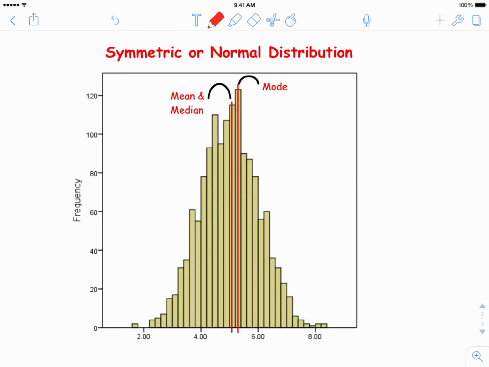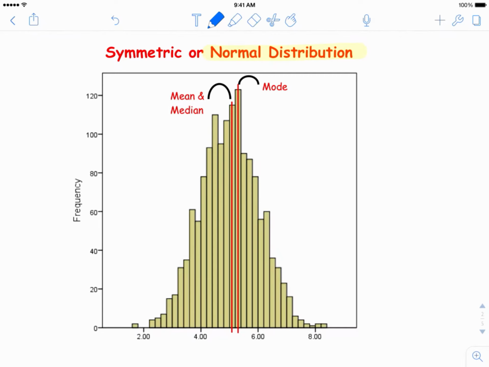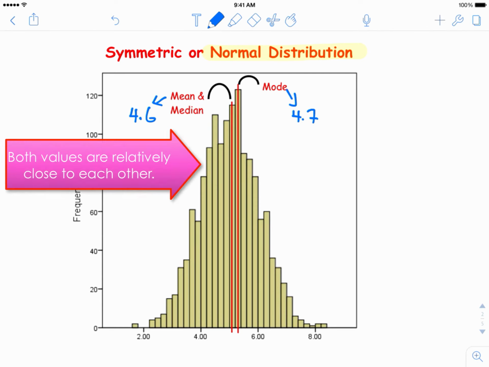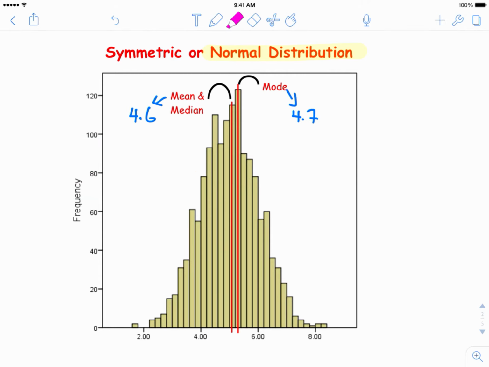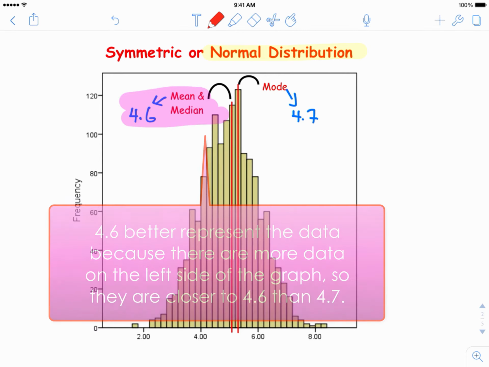The first type of graph is a normal distribution where most values are clustered around the center and symmetrically spread out in a bell curve. In this distribution, both the mean and median are 4.6 and the mode is 4.7. Since they are both relatively close to each other, both values can be a good description of the center of the values. However, by comparison, 4.6 is a bit better because there are more data on the left side of the distribution than on the right side, so they are closer to 4.6 than 4.7.